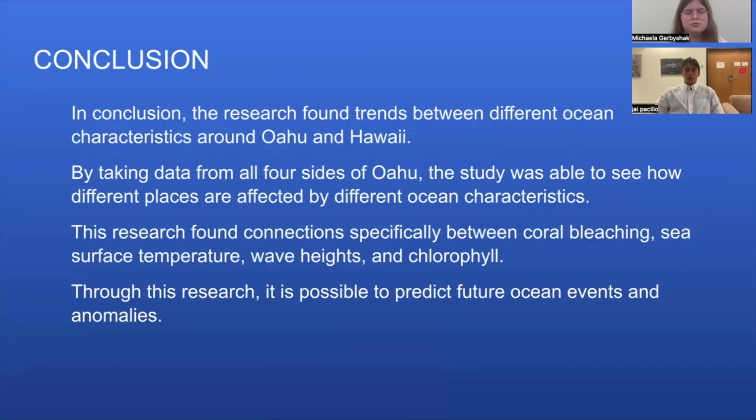In conclusion, this research found trends between different ocean characteristics around Oahu and Hawaii. By taking data from all four sides of Oahu, the study was able to see how different places are affected by different ocean characteristics. This research found connections specifically between coral bleaching, sea surface temperature, wave heights, and chlorophyll. Through this research especially, it is now possible to predict future ocean events and anomalies.